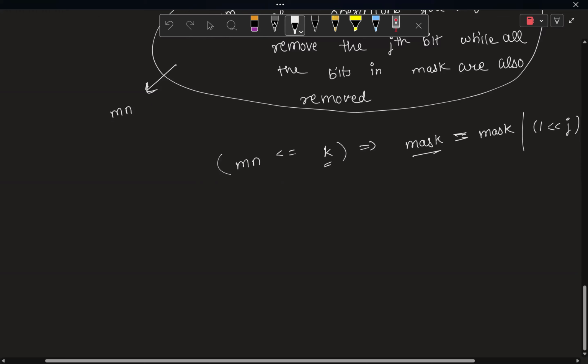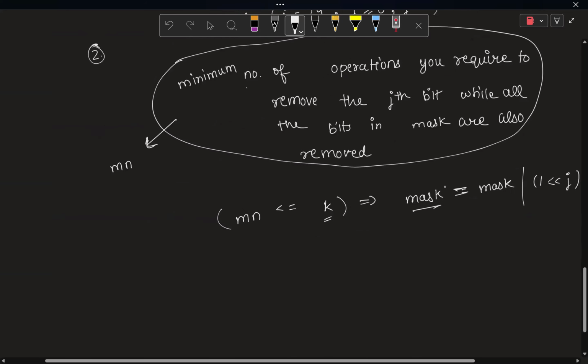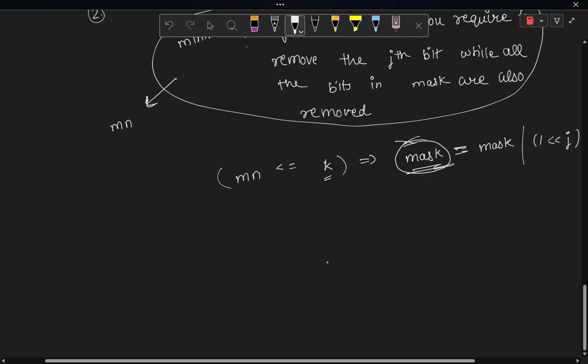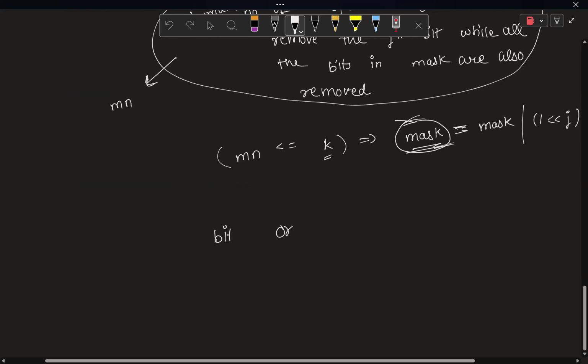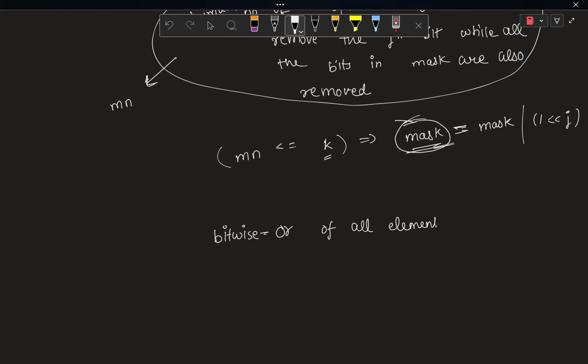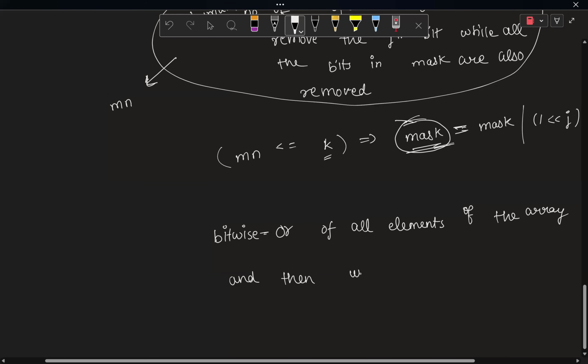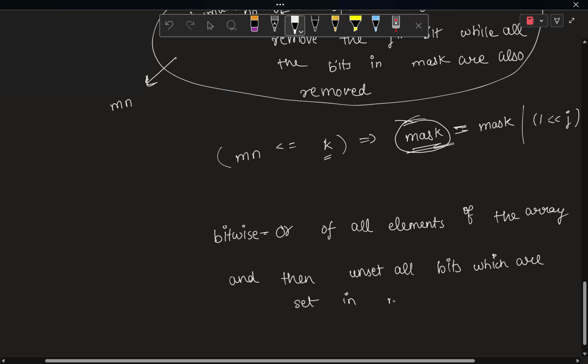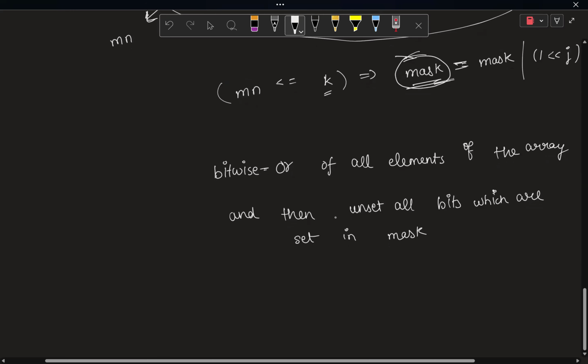And once you are done with the whole loop, you would have all the bits which you can make and set from the given array. All of those bits would be set in mask. So the answer is nothing but the bitwise or of all elements of the array, and then unset all bits which are set in mask. And now whatever number you get is your answer.